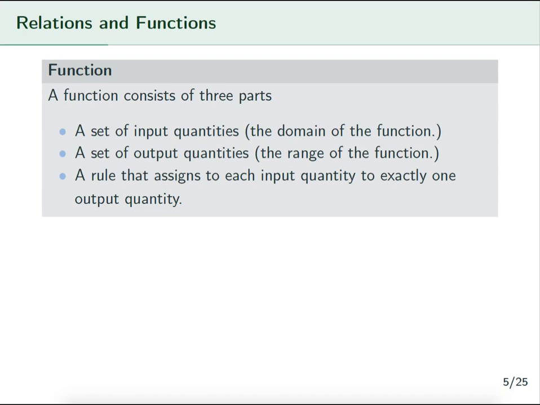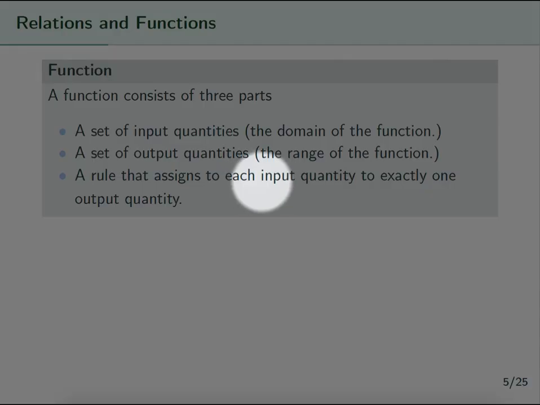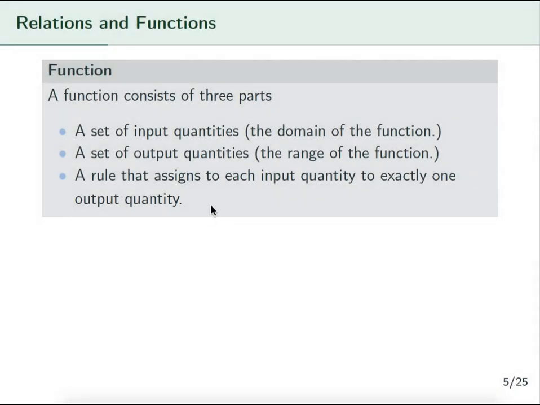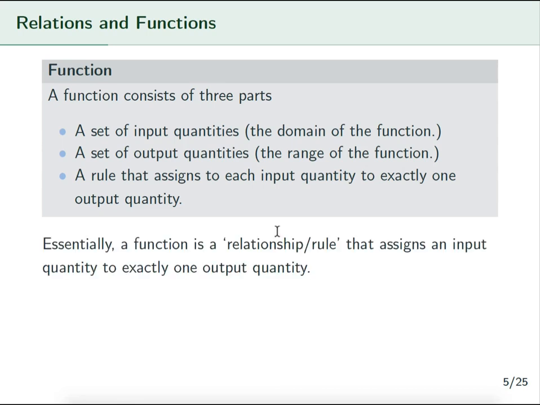A function consists of three parts: a set of input quantities, which is known as the domain of the function, and a set of output quantities, which is known as the range of a function, and a rule that assigns each input quantity to exactly one output quantity. This is the important part. All three are important, but each input quantity to exactly one output quantity. That means each input must be assigned to only one output. So essentially, a function is a relationship or rule that assigns an input quantity to exactly one output quantity.